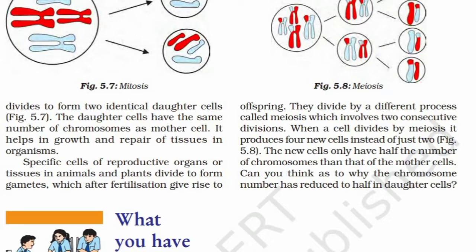Now the daughter cells and the mother cell, what is the same? The number of chromosomes is the same, and this helps in the growth and repair of tissues in organisms.